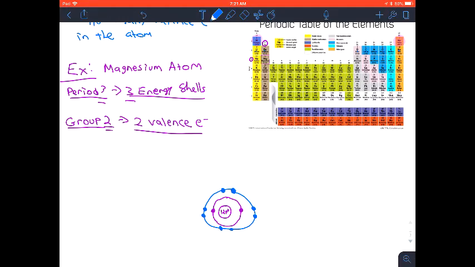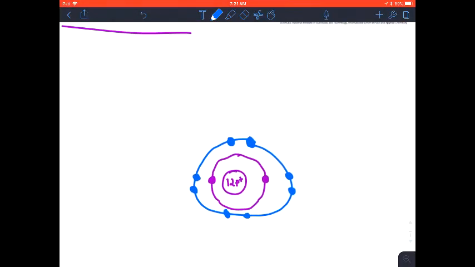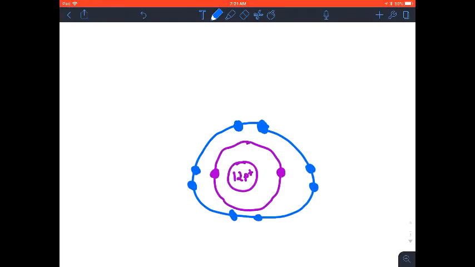Now, in this case, we have them paired up. Okay, in the first energy shell, they're not paired. In the second energy shell, they are paired. Reason being, because in the first energy shell, the electrons travel in opposite directions. In the second energy shell, the electrons also travel in opposite directions, but they travel in pairs.